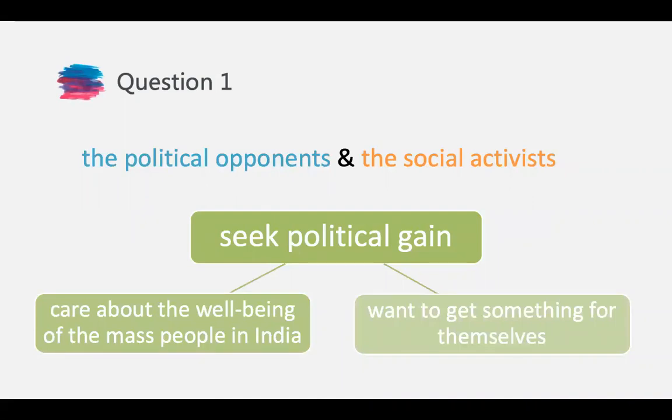Media organizations benefit from their relationship with the political parties, and to maintain that relationship, they support their partner politicians by talking them up in the news and also put forth negative opinions on the other parties. So the goals of the social activists are also political. The political opponents and the social activists seek political gain when they object to Modi's liberalization initiatives.